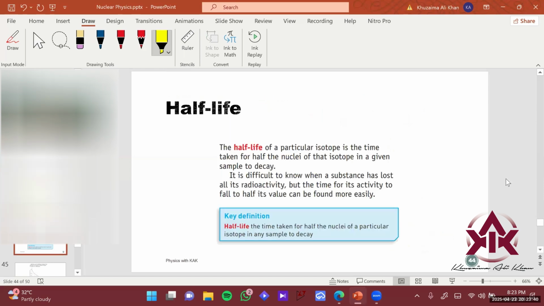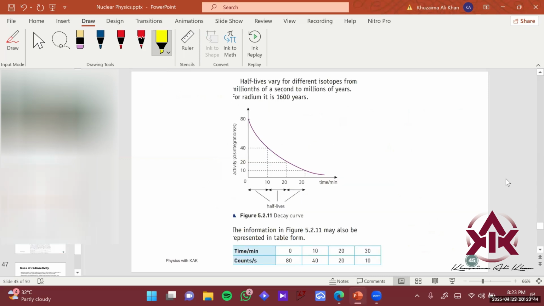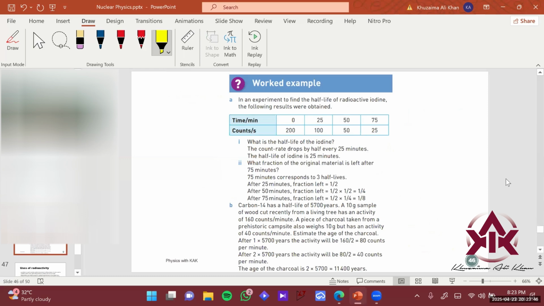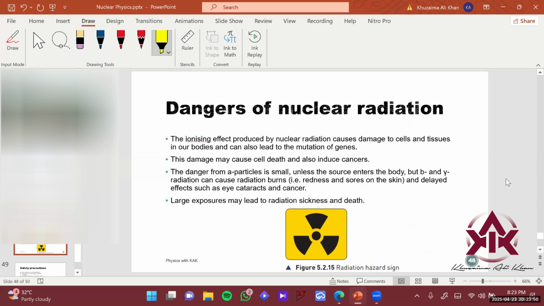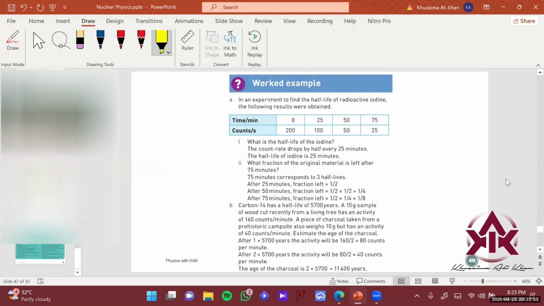Then you have half-life. Now we're starting radioactive decay: decay, half-life, their activity graph. Decay you will do on your own. This is examples, a solved example over here. Some uses, ranges and safety precautions.